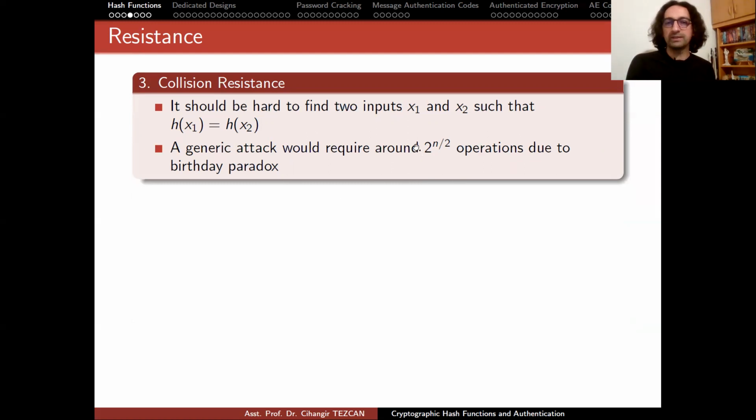To be more precise, the square root of the previous one, which is 2 to the n over 2. So if n is 128 bits, as in the case of MD4 or MD5, then this would be 2 to the 64, which is achievable in today's computational power. And this result actually is due to a birthday paradox.